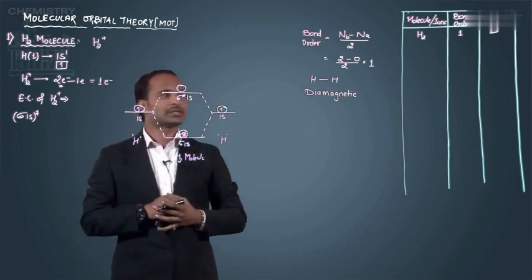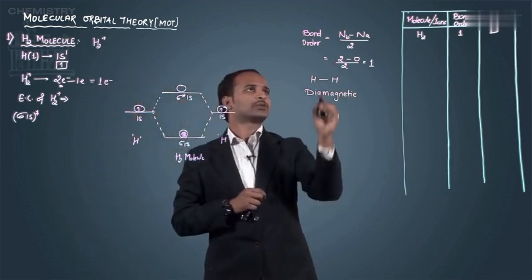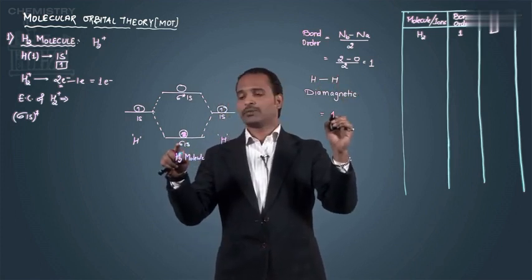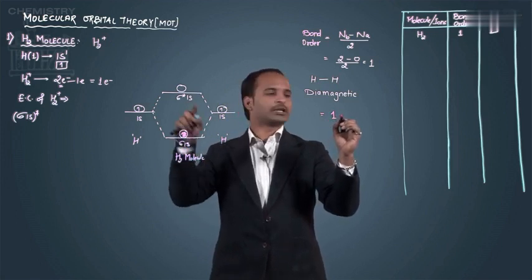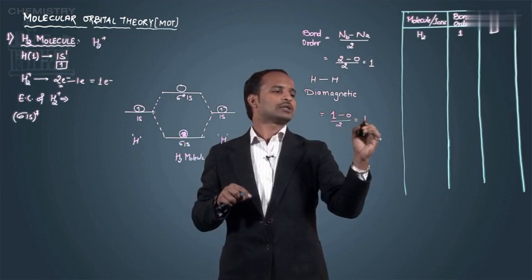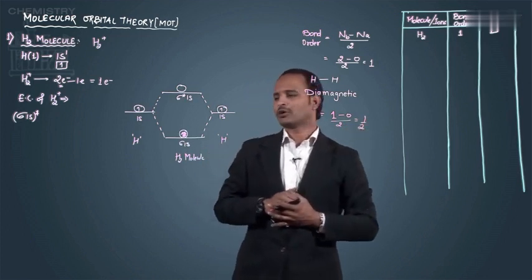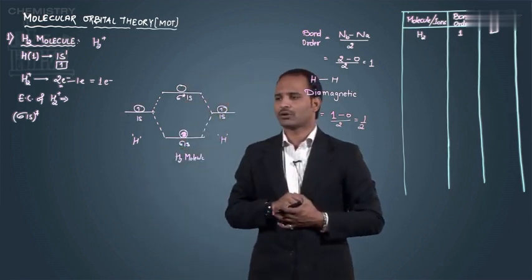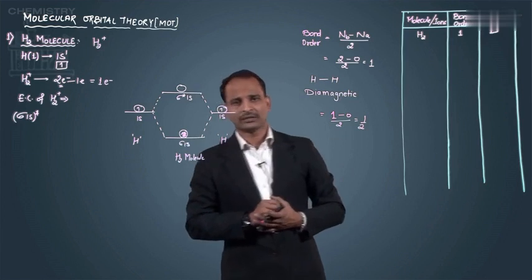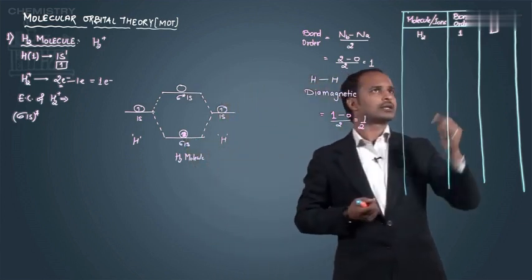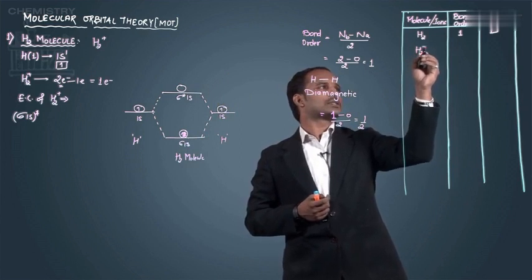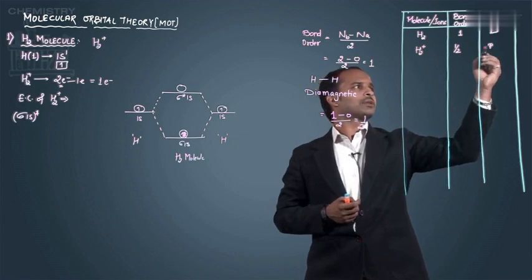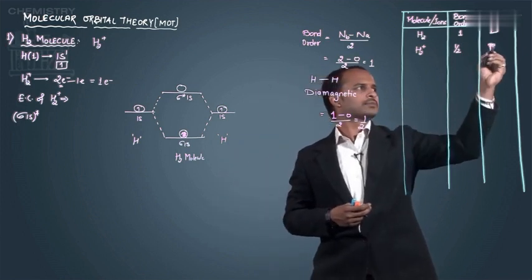Sigma 1s1, that means the bond order will be equal to (Nb minus Na) upon 2. In bonding there is only 1 electron, anti-bonding 0, upon 2. So I can say that the bond order is half. For diamagnetic or paramagnetic, since there is only 1 electron in the orbital, it is going to be paramagnetic in nature, with an unpaired electron. So if the question is on H2 plus, the bond order is 1 by 2 and it is paramagnetic in nature because an unpaired electron is there.